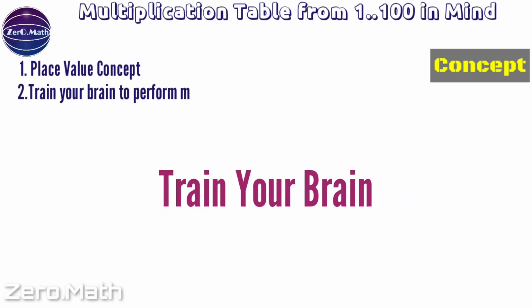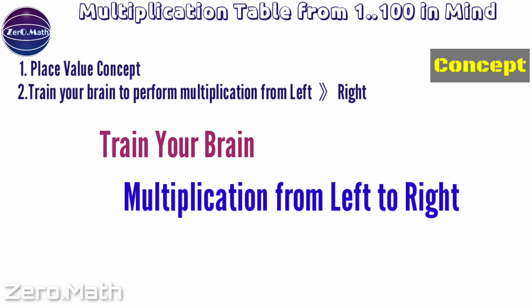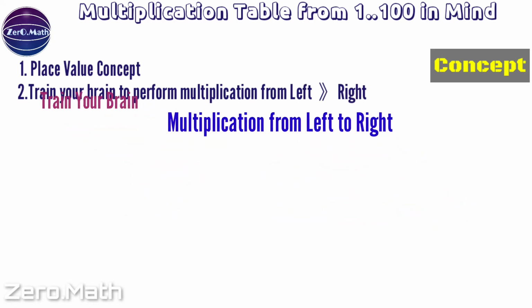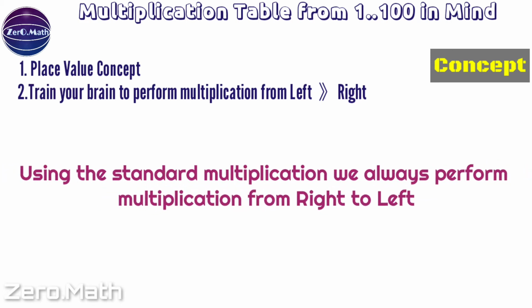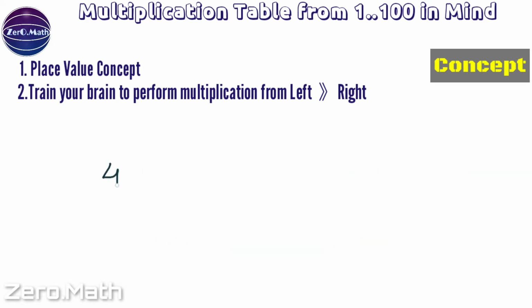The second important concept is to train your brain to perform the multiplication from left to right. I'll explain why. Generally, when you perform multiplication using the standard multiplication method, this is how you perform it, from right to left. So let's take an example.